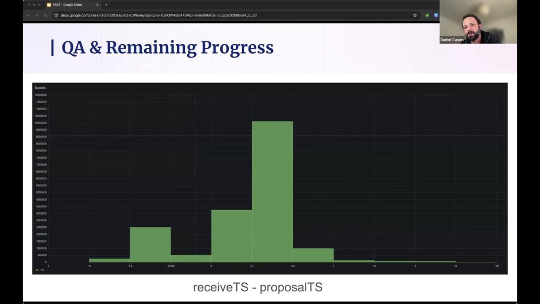I mean, unsynchronized clocks. So you're increasing a lot the degree of fault tolerance of the algorithm by replacing BFT time by PBTS.